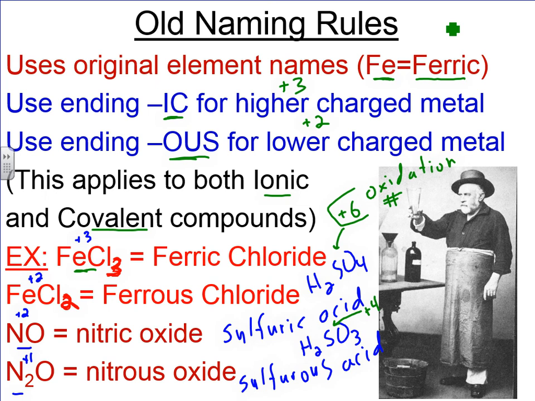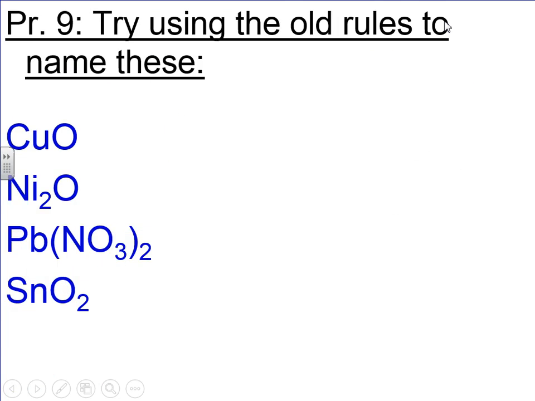All right. So why don't we practice a few? Go ahead and practice a few on your own. Try to name these using the old rules. Remember, you want to use the original name. So Pb won't be lead. You'll have to use plumbum. So you call it plumbic or plumbous. All righty, this wraps up the unit for us.